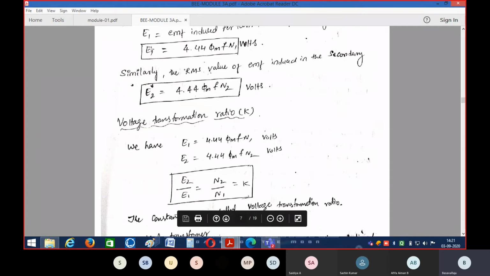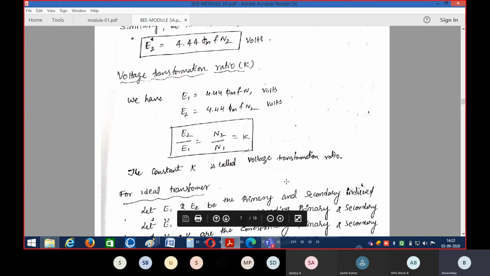From these equations, if you divide the first equation by the second equation, that is E2 by E1, the 4.44 phi maximum f cancels in the two equations. So N2 by N1 we will get. That is what I have written here: E2 by E1 is equal to N2 by N1, and this ratio we call the voltage transformation ratio, or simply the transformation ratio of the transformer.